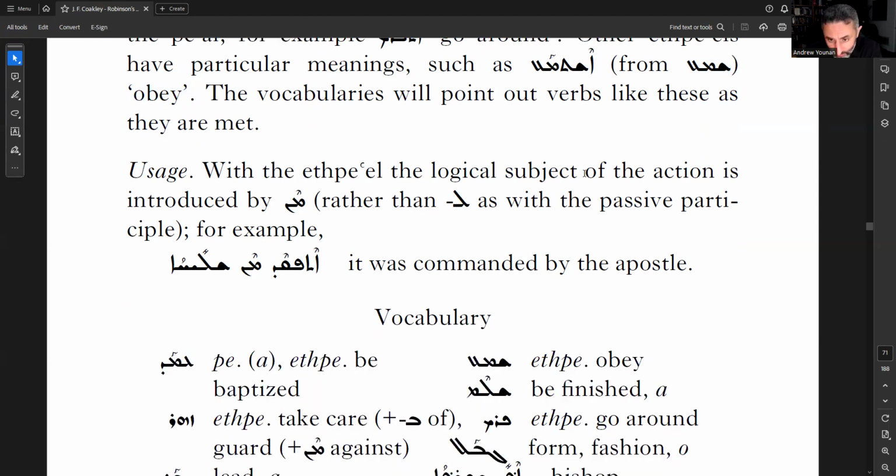Usage: the logical subject of the action is introduced by min rather than lemad, as with the passive participles. So, ithqidh min shliha. It was commanded by the apostle. Yeah, that's fine.